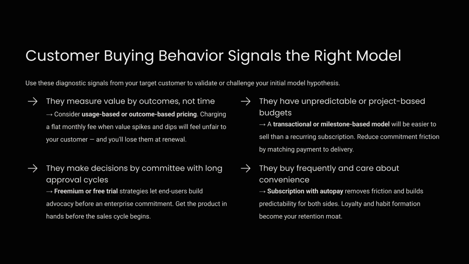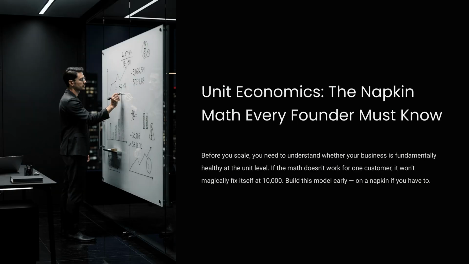Customer buying behavior provides diagnostic signals for selecting the right model. If customers measure value by outcomes, consider usage-based pricing. For unpredictable budgets, a transactional or milestone-based model is better. If decisions involve long approval cycles, use freemium or free trials to build advocacy. For frequent buyers who value convenience, subscriptions with autopay enhance retention by reducing friction and building habit.